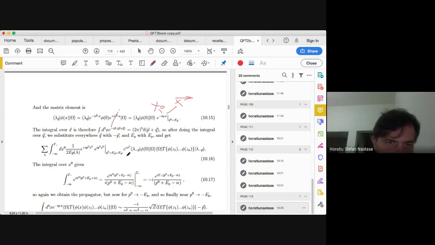Sorry, there's a typo here. So the regularizing factor now must be e to the epsilon x0, because it must be multiplied by minus infinity. So here must be minus. And indeed, you see, I get 1 over i p0 plus ep minus i epsilon.